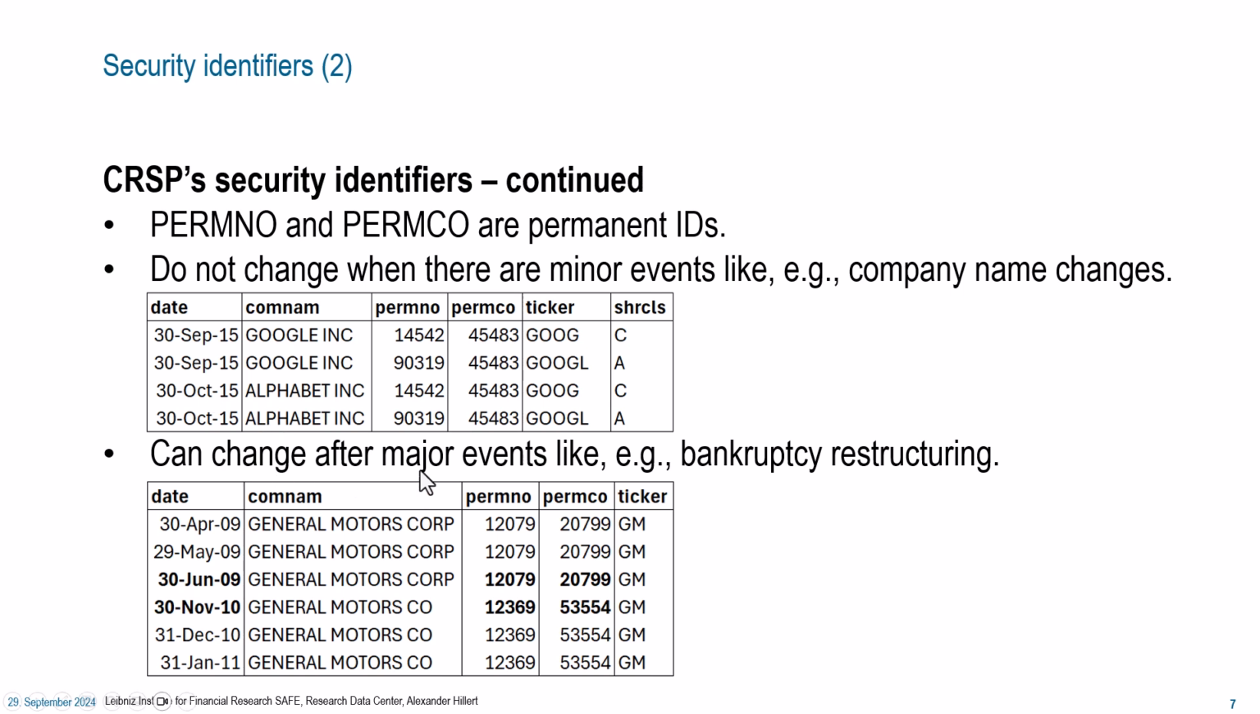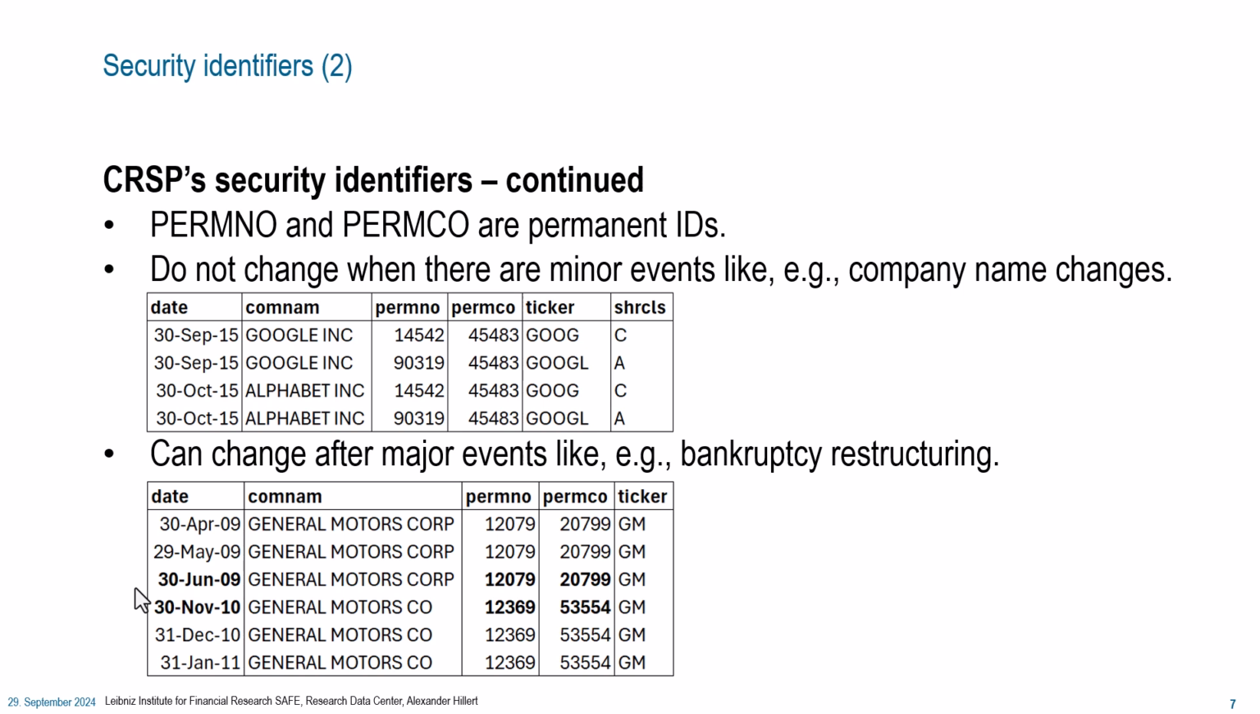However, if you have really major events like a bankruptcy restructuring, then identifiers can change. And I have an example here for you, again from a company that you probably all know, that's GM, General Motors. During the financial crisis, General Motors got in trouble, recording large losses, and then it filed for bankruptcy. Since there was a bankruptcy restructuring process, after a bit more than 1 year, GM had a new initial public offering, issued new shares, and was again listed at the New York Stock Exchange.